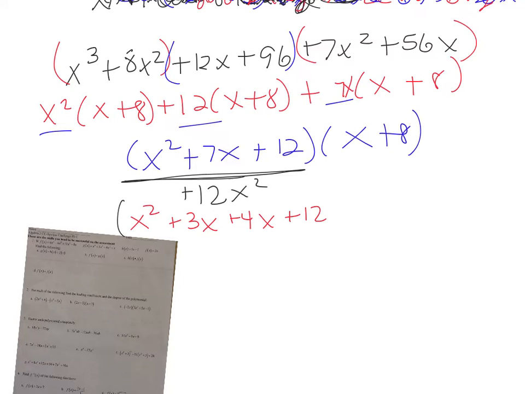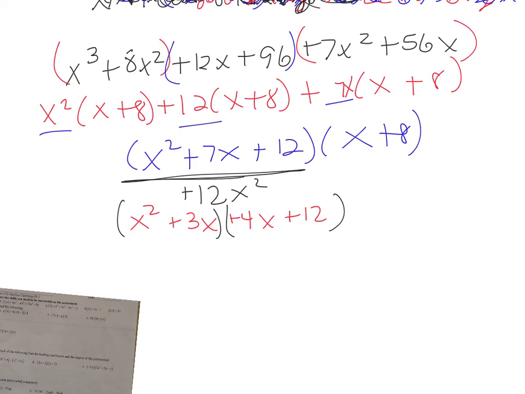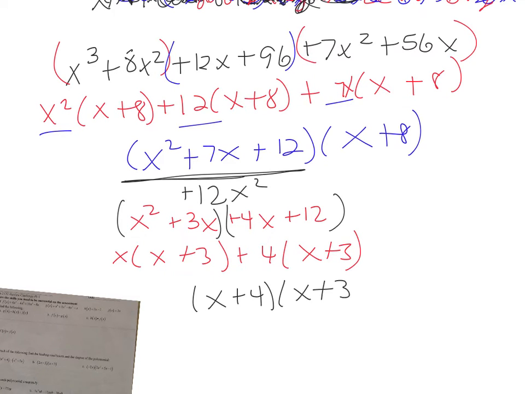So let's factor first two, last two. GCF of the first two is x times x plus 3. Plus, and then GCF is 4 times x plus 3. So my factors are x plus 4, x plus 3, and then don't forget to bring that one down, x plus 8. Okay, so we're done with all the factoring. Let's go to number 4.